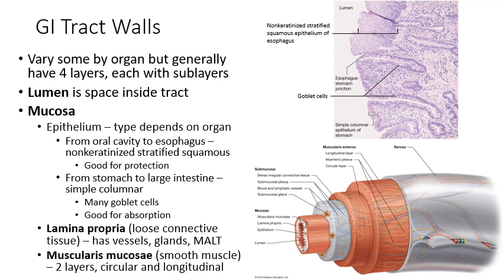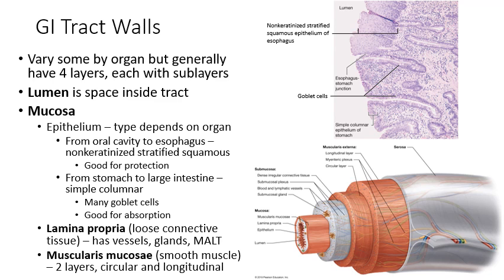Then when you get to the stomach, then down through the rest of the GI tract, so through the large intestine, the epithelium will change to simple columnar, and that's because you need a thinner layer of epithelium to have proper absorption. So just a single layer of columnar cells lets you get good absorption.